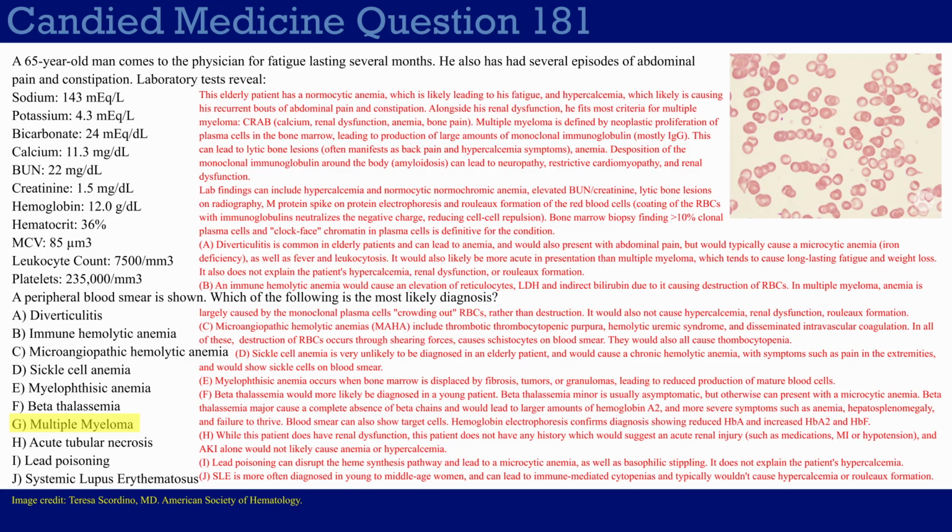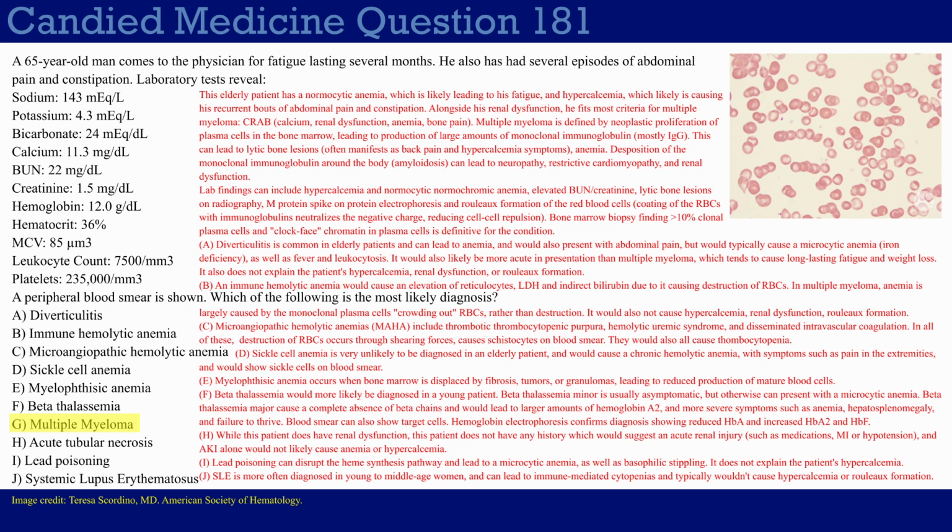and that will go around the body wreaking all sorts of havoc. It can deposit in all kinds of tissues, leading to amyloidosis. So it can deposit in your nerves, causing neuropathy. It can deposit in your heart, causing restrictive cardiomyopathy. It can deposit in your renal tissue, causing renal dysfunction.